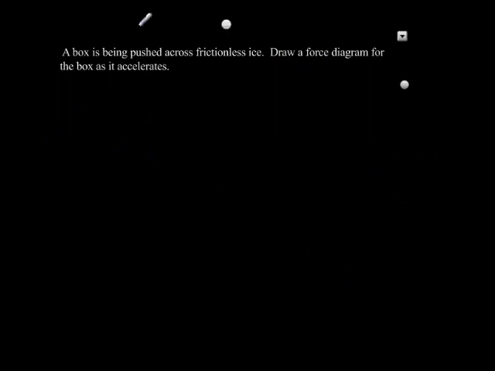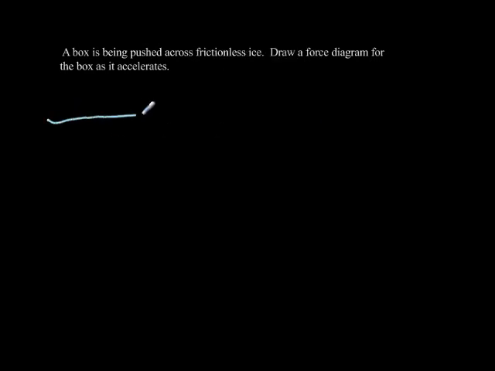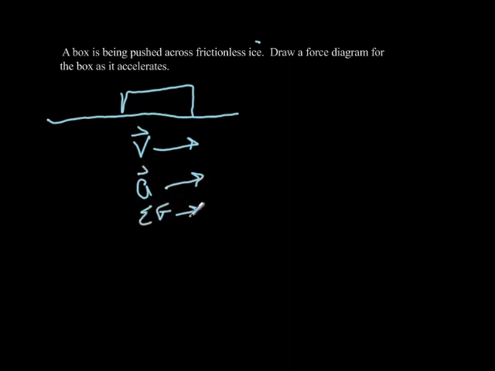A book is being pushed across frictionless ice. Draw a force diagram for the box as it accelerates. So a little bit different here. I'm going to draw a book being pushed across frictionless ice. There's my book. Same thing, velocity. We'll assume that's going in the same direction. It's accelerating. It doesn't say, it probably should say speeds up. So I guess it could be slowing down, but generally speaking, in this case there is no friction because we're frictionless, so it almost has to accelerate if we're pushing it. That means my net force will also be in that direction.